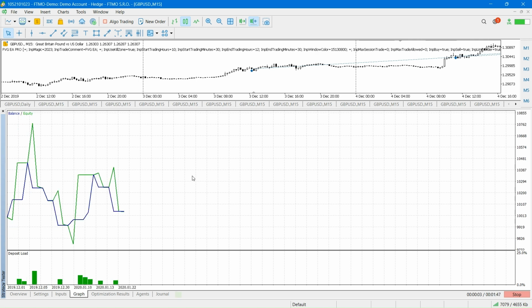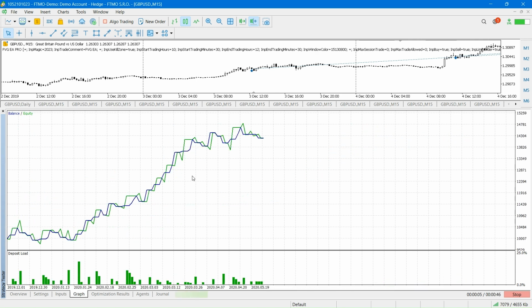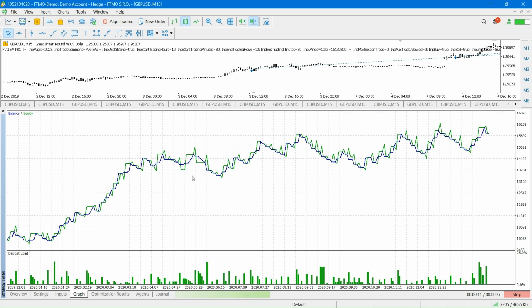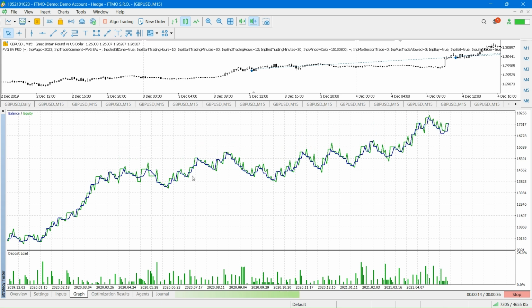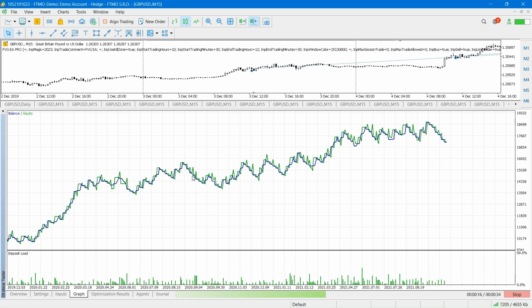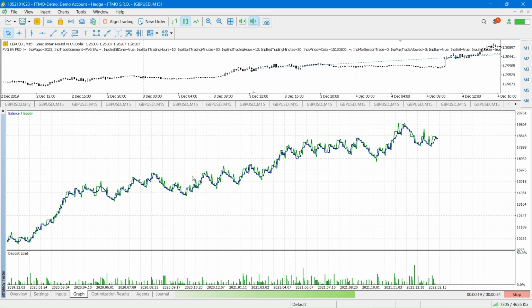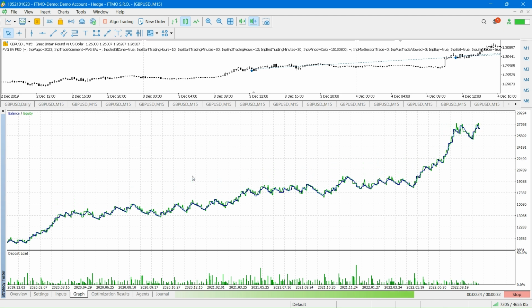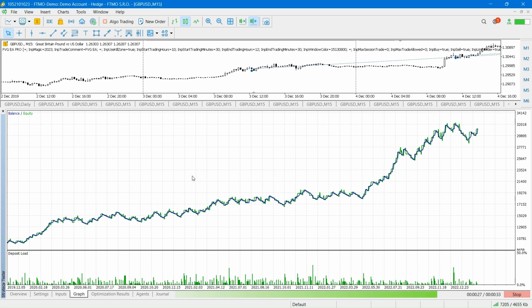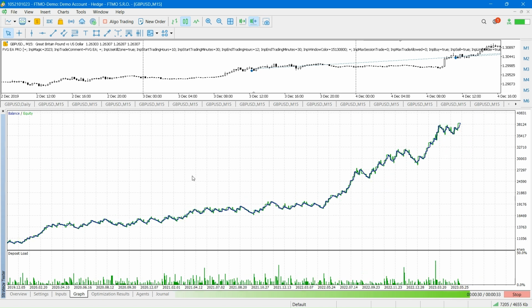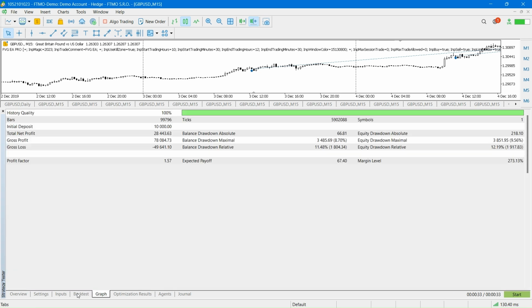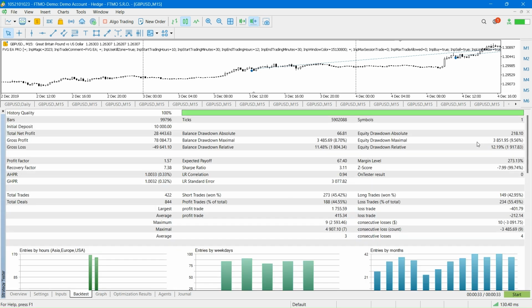You go back to the graph. Still doing good. Should have less profit for sure, but we're still doing very good. So we have approximately a similar graph. Let me go to the. So we still have a 9% drawdown.